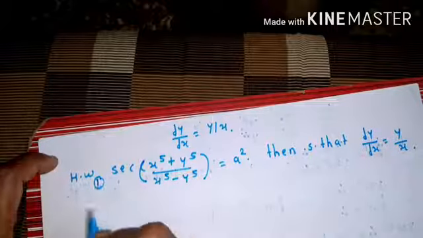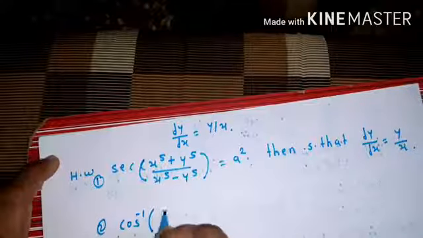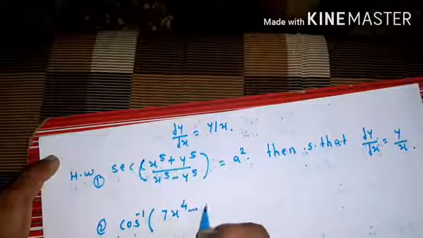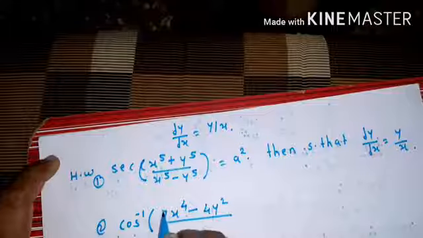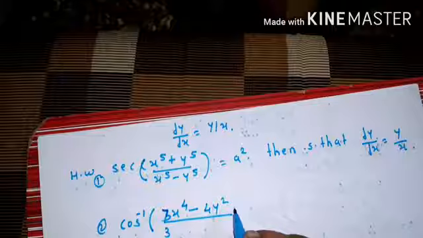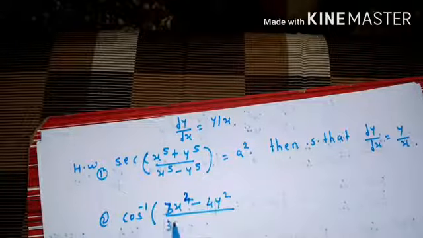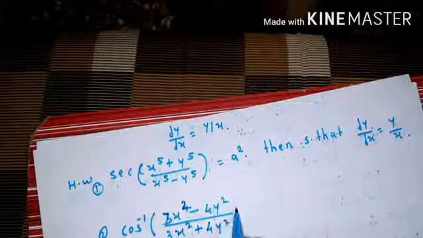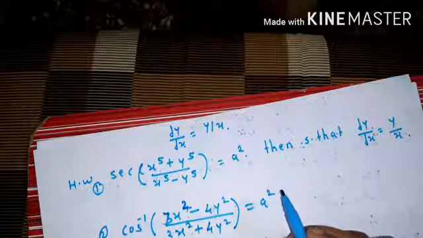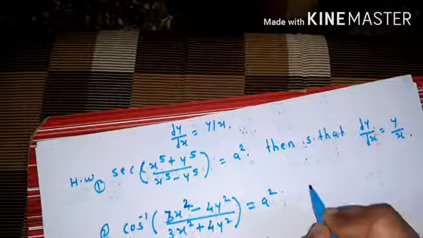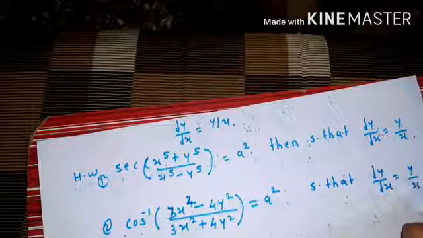This is one problem. The second one: cos inverse of (7x⁴ − 4y²) upon (3x² − 4y²)... upon (3x² + 4y²) equal to a², then show that dy by dx equal to y upon x.